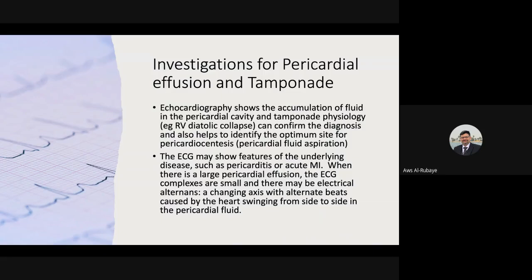The ECG may show features of the underlying disease, such as features of pericarditis or features of MI. When there is a large pericardial effusion, the ECG complexes are small and low voltage, and there may be electrical alternans, defined as a changing axis with alternate beats or even changing voltage.